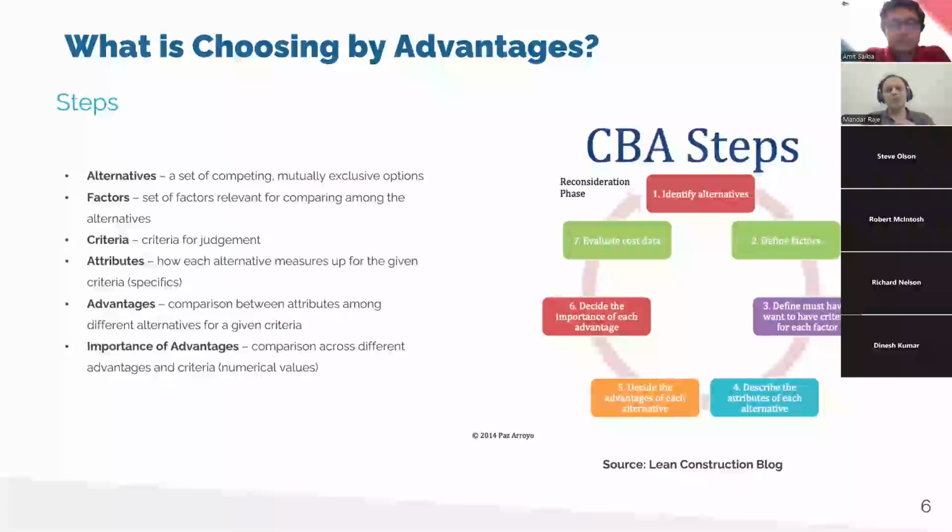To go to the next level of detail, what are the steps in making decisions through choosing by advantages? First is to identify the alternatives. So what are the different choices I have? What are the different options I have? Then to define factors. Which are the factors I'm going to compare these alternatives on?